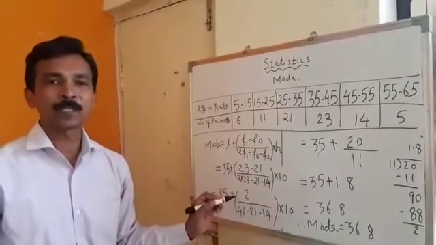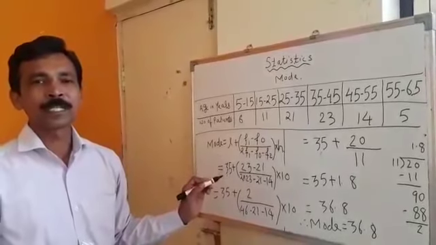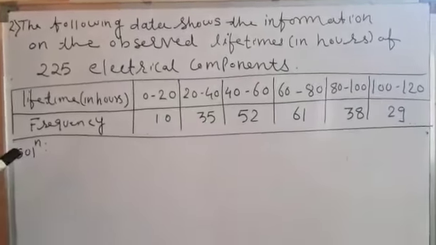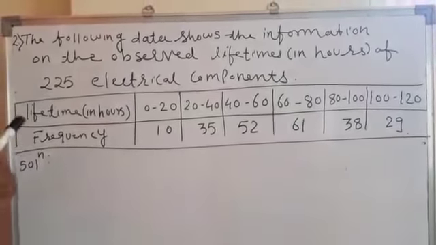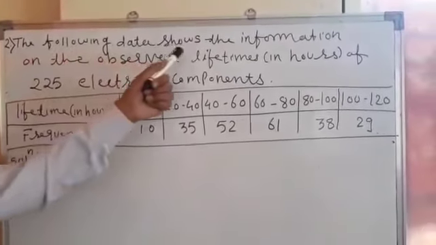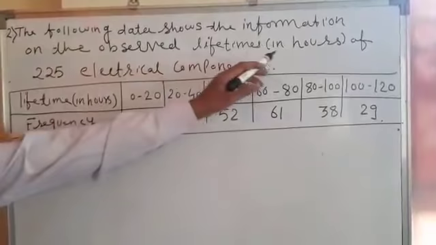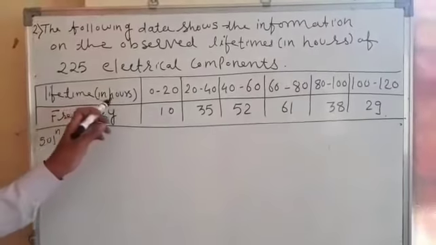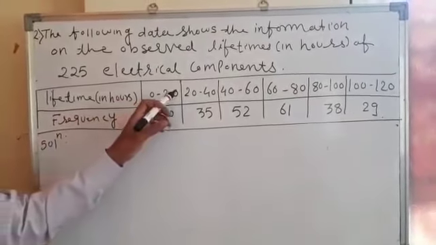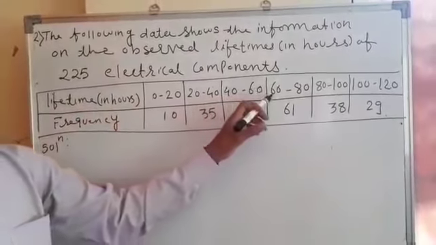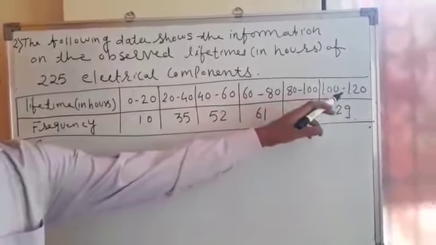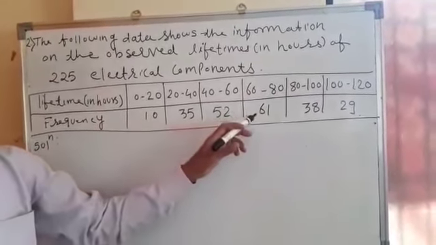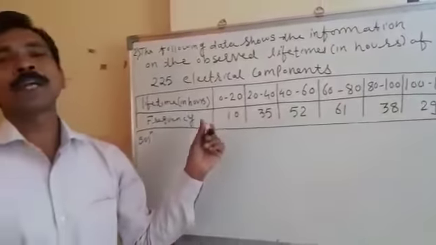I am sure that you have understood how to find mode using all these details. You can see the next sum. The following data shows the information of the observed lifetimes in hours of 225 electrical components. The table is lifetime in hours. The class intervals are 0 to 20, 20 to 40, 40 to 60, 60 to 80, 80 to 100, 100 to 120. And the frequencies are 10, 35, 52, 61, 38, 29. You have to find the mode.